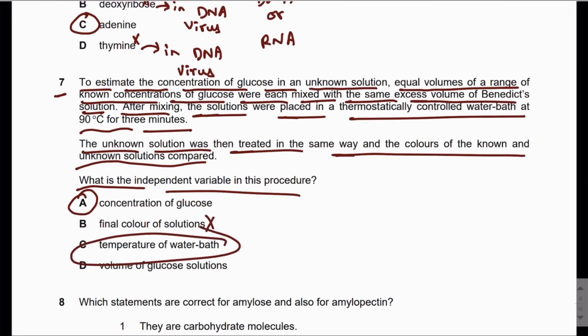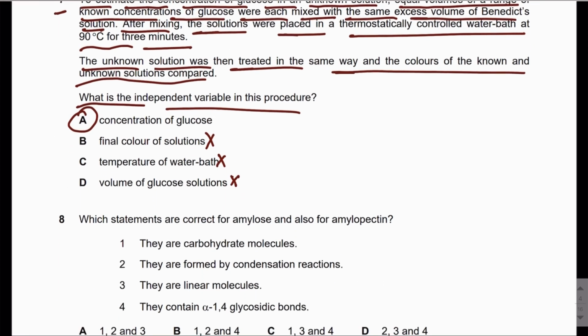Temperature of the water bath over here is a controlled variable. It's a standardized variable. We are maintaining temperature at 90 degrees. We are not changing it. And volume of glucose solution over here is also a controlled variable. So what is being changed in the investigation is the independent variable. The answer is A, concentration of glucose.